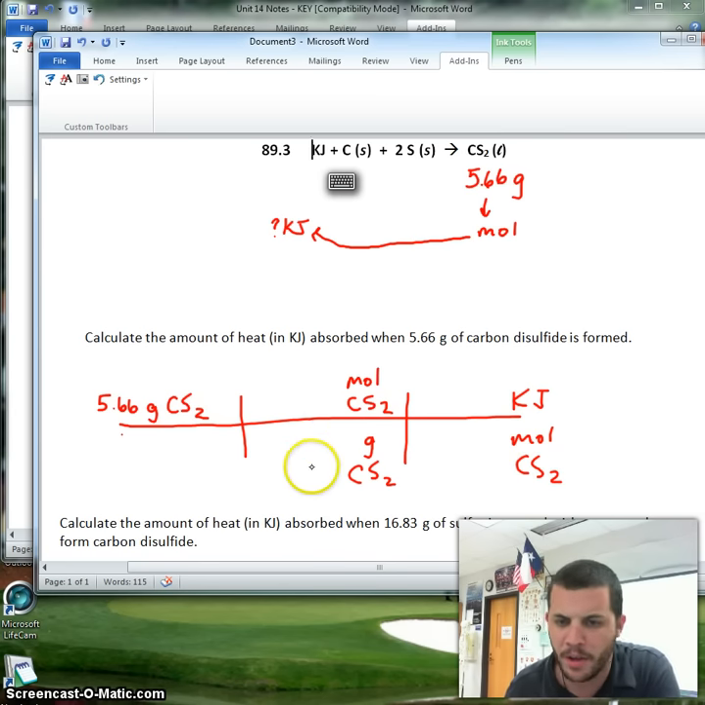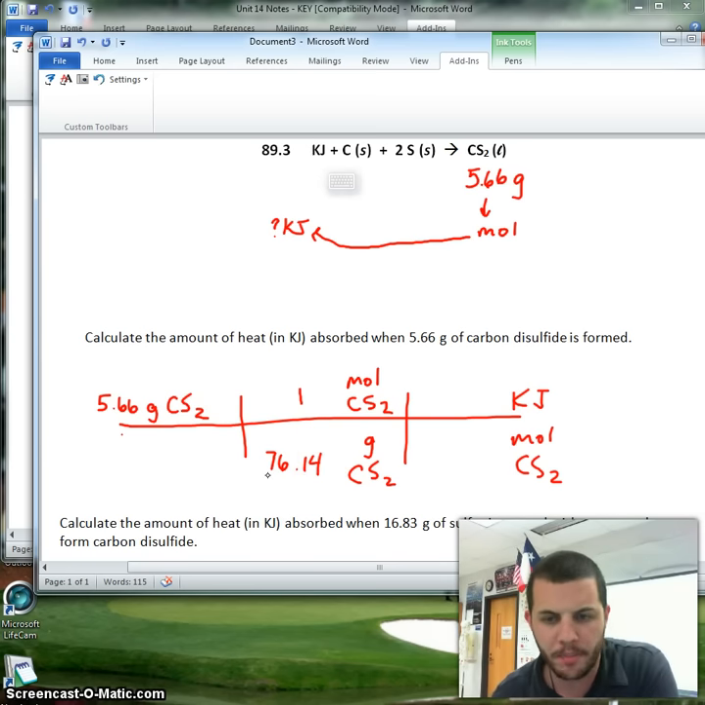Now this one's going to be the same. I've got moles to grams, and of course, I'm going to use molar mass for that. So I'm going to put a 1 in front of my mole. The molar mass of CS2 is 76.14.